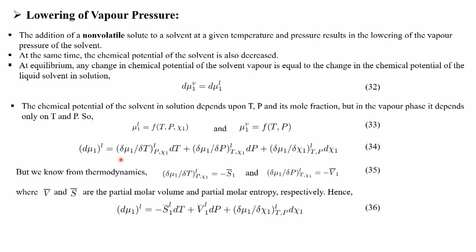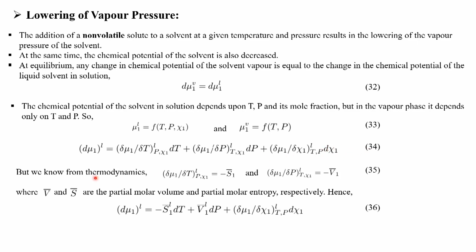So, d mu 1 L, if we do the differentiation, we get del mu 1 by del T in the liquid phase, when pressure and x1 are constant, times dT. Then if we differentiate mu 1 with respect to P, we get this term, where temperature and the mole fraction of component 1 are fixed. And we differentiate del mu 1 by del x1 at constant temperature and pressure times dx1.